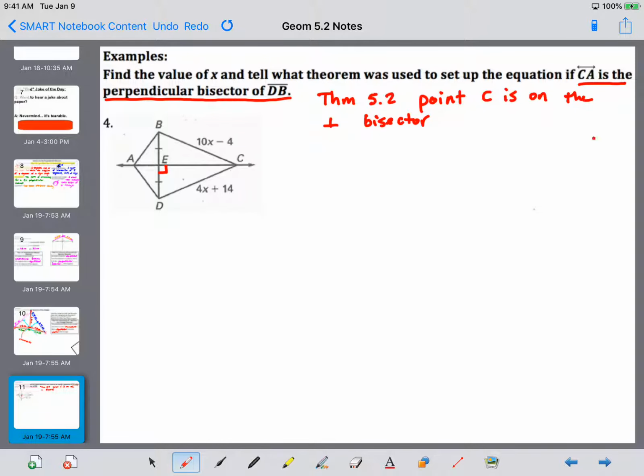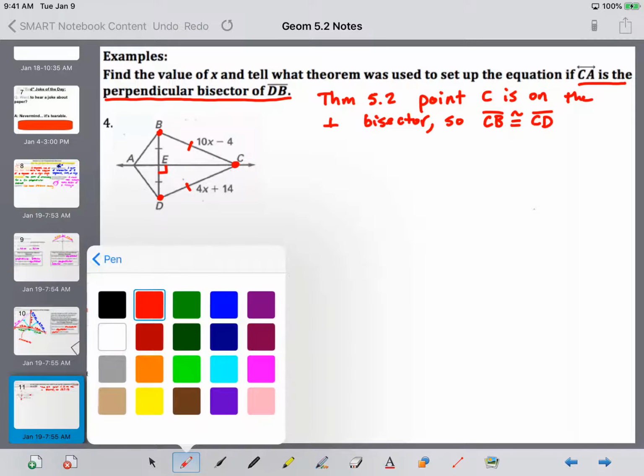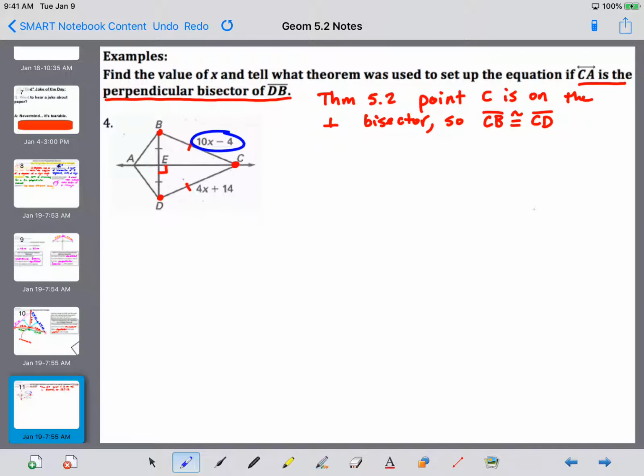So if that's true, we know C is on the perpendicular bisector. So it's the same distance from point C to B as it is from C to D. So we know CB has to be congruent to CD. And if this is the same length as this, well then what we can do to set up an equation is say that 10x minus 4 is equal to 4x plus 14. So let's go ahead and do that.